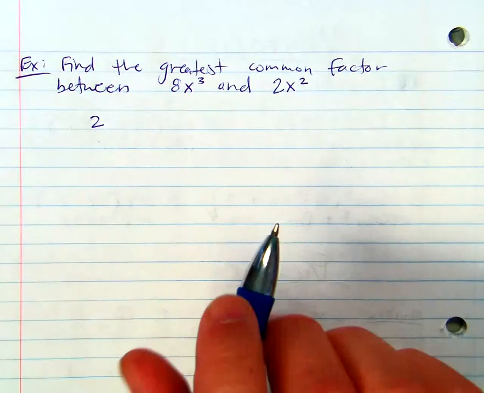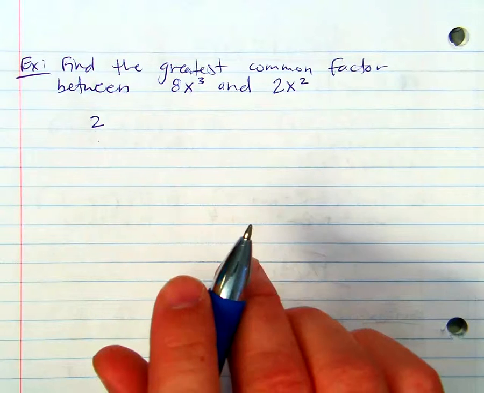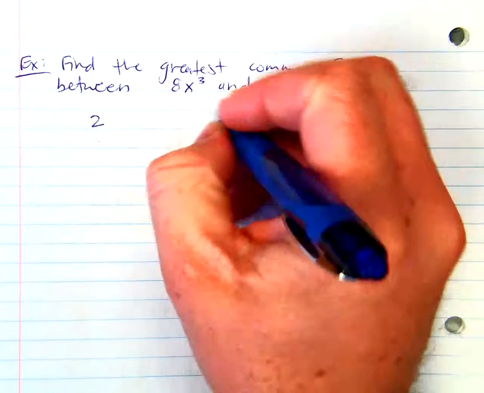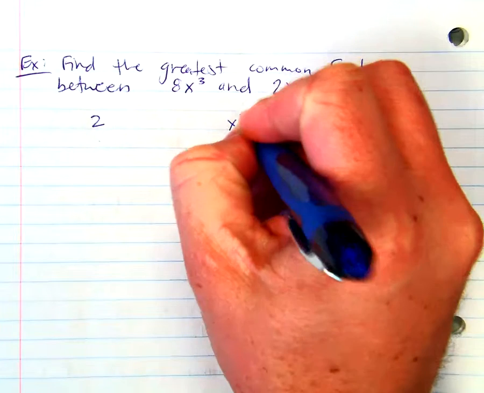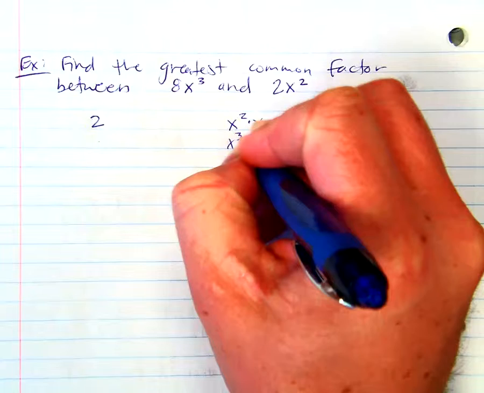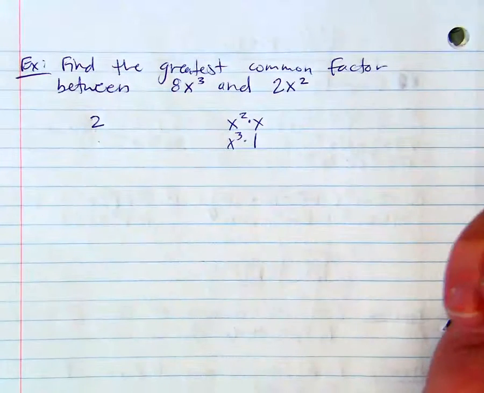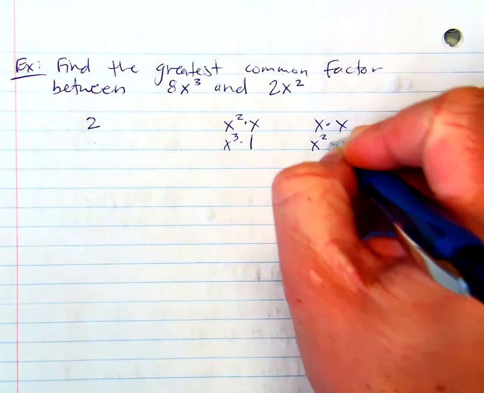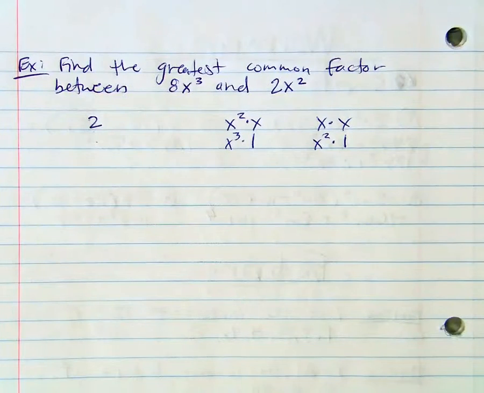Now we could sit here and make a list, or we could think about what we just did in the last example. So let's make a real quick list first just to make sure we can visualize this. X cubed, my options are x squared times x, or x cubed times 1, and that's pretty much it. For x squared, it's x times x, or it's x squared times 1. Now, the largest thing that I can get is the common factor with the highest exponent.